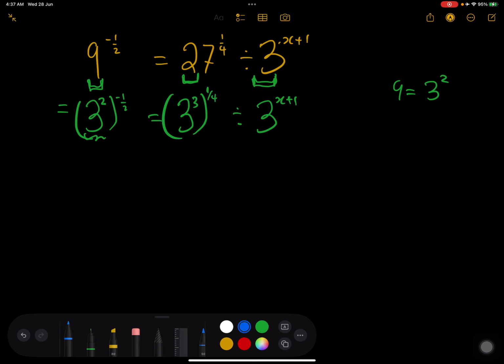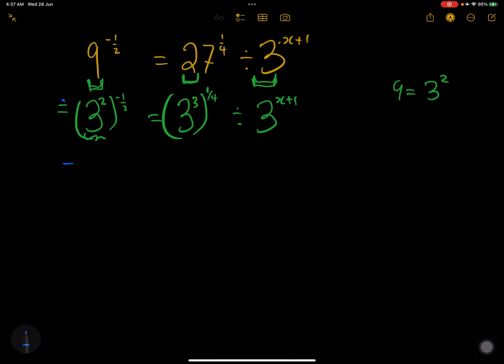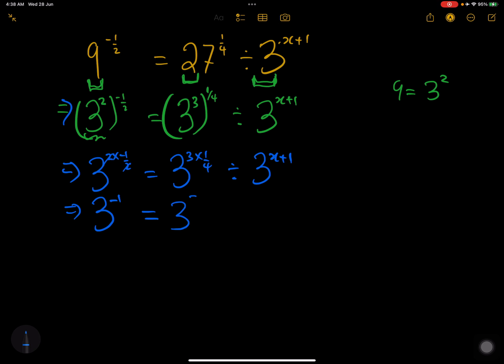Now we're going to be able to expand the top, and we get 3 to the power 2 times negative half is equal to 3 to the power 3 times 1/4, divided by 3 to the power x plus 1. Now this cancels, and we get negative 1. It's going to be 3 to the power 3/4. Why? Because there's no common factor on top there.